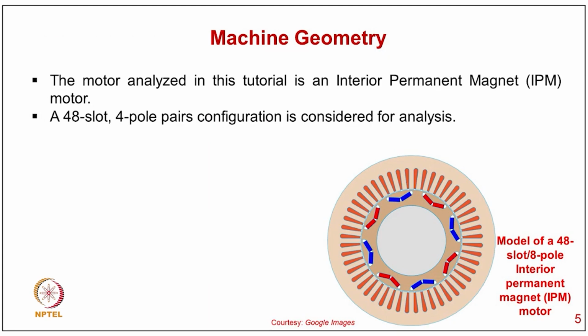This motor is analyzed in the tutorial as an interior permanent magnet motor. A 48 slot, 4-pole configuration is considered here, as you can see in the diagram. So the model is a 48 slot with the interior permanent magnet motor.